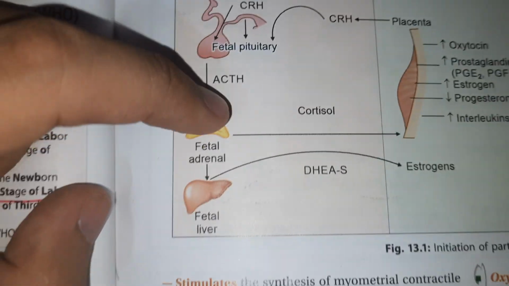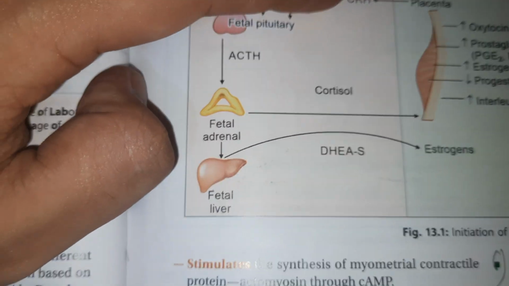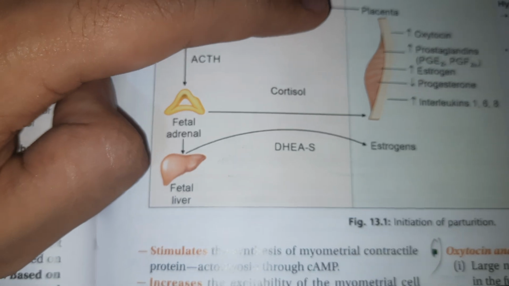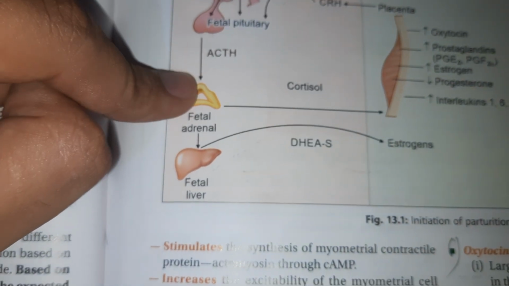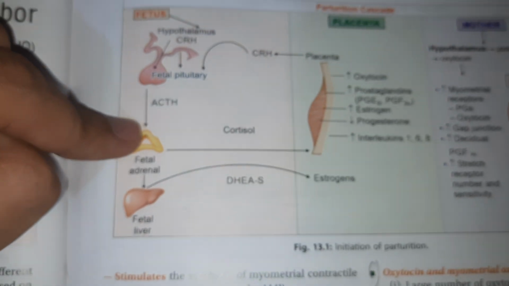That causes release of corticotropin releasing hormone, that is CRH, and increased CRH causes increased release of ACTH from the fetus.